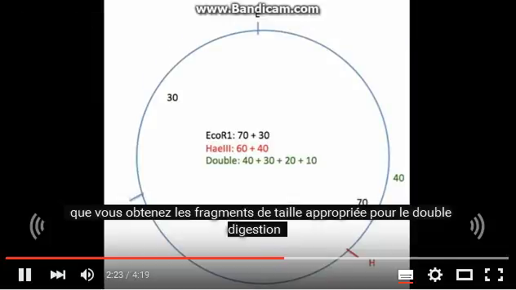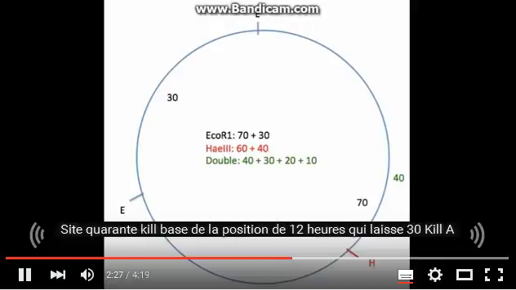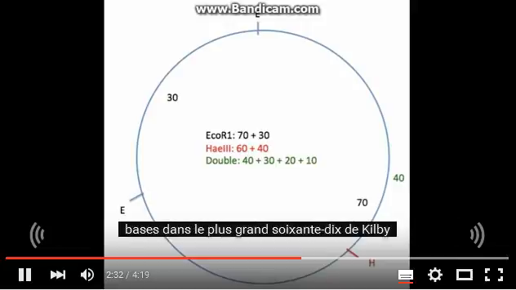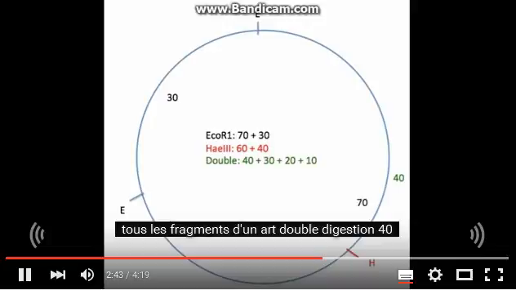So let's try making the first HAE cut site 40 kilobases from the 12 o'clock position. That leaves 30 kilobases in the larger 70 kilobase EcoR1 fragment. That then must be cut again into a 20 and a 10 kilobase fragment, so that we've got all of the fragments in our double digest, a 40, a 30, a 20, and a 10.